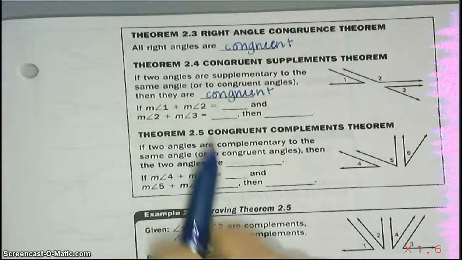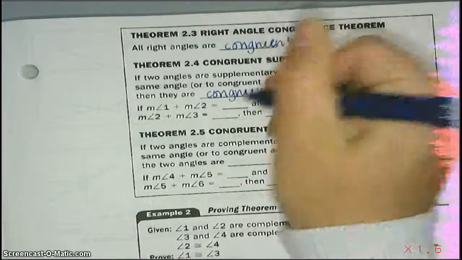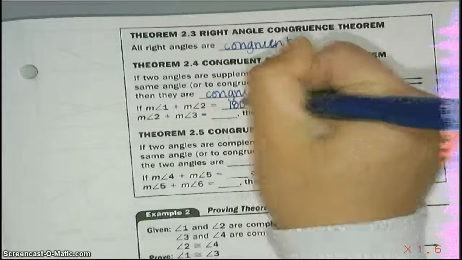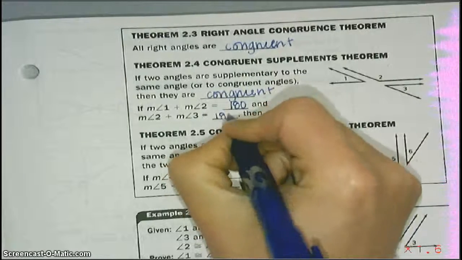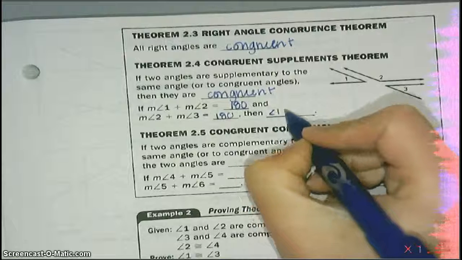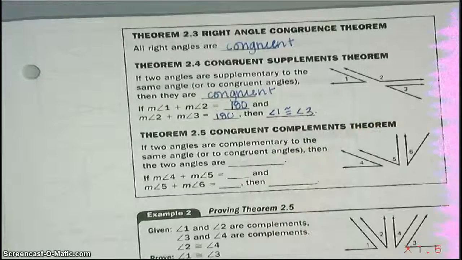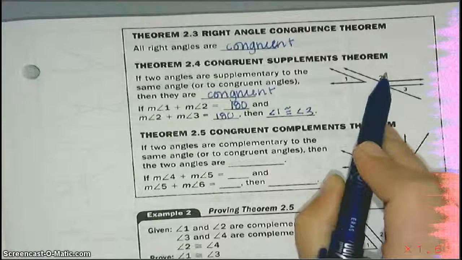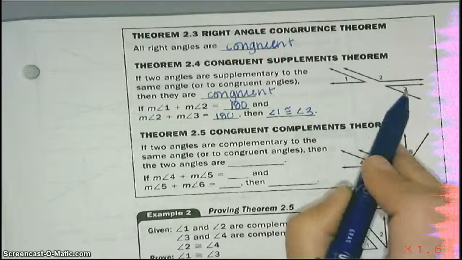So here it says angle 1 plus angle 2 is equal to 180. And angle 2 plus angle 3 makes 180. Therefore, the measure of angle 1 should be equal or congruent to angle 3. So if this plus this equals 180 and that plus that equals 180, then those two are probably the same.